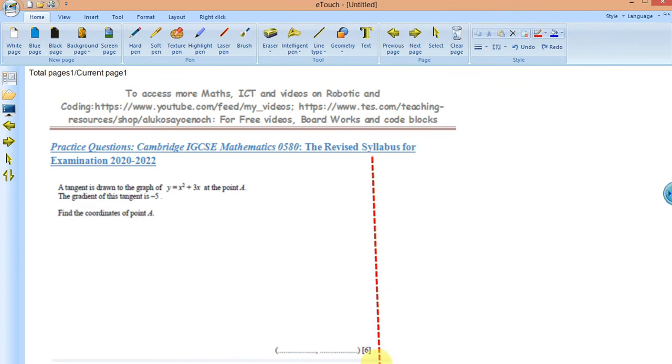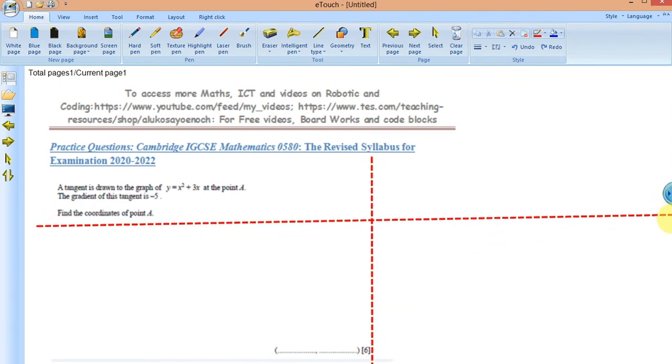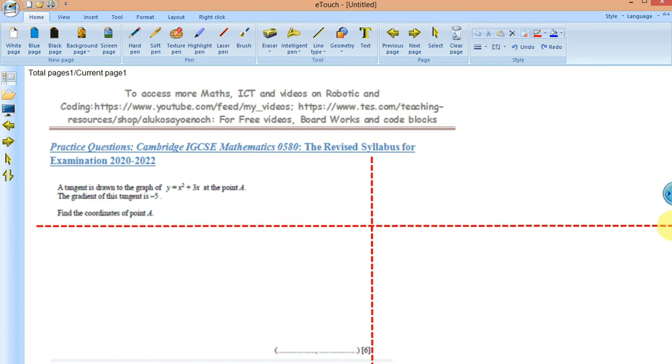Let's do it then. Okay, let's get started now. The first thing: we're given a tangent drawn to this graph at point A.